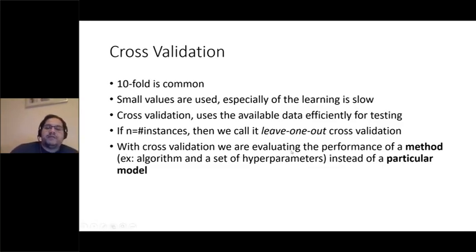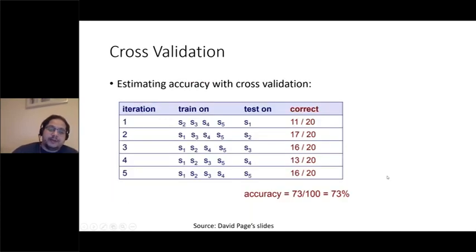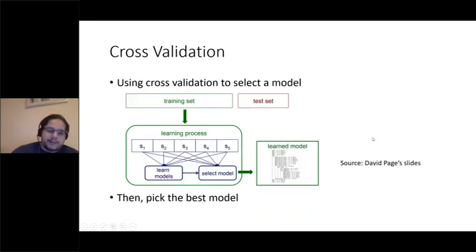So with cross-validation, we are evaluating the performance of a method, like I said, for example an algorithm and a set of hyperparameters, instead of a particular model. That's what I was explaining. We are evaluating the performance of a whole method rather than a particular model. What's the difference between the method and the model? Yeah, the method is your selection of the algorithm and the hyperparameters. The model is a single model in here. So the model is a single one. I will tell you more about it.